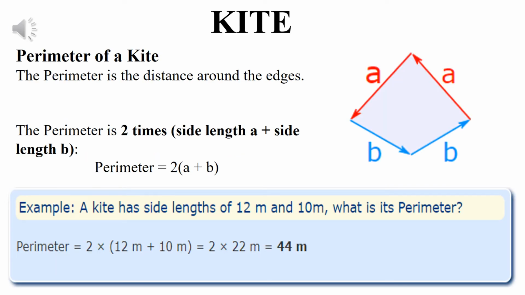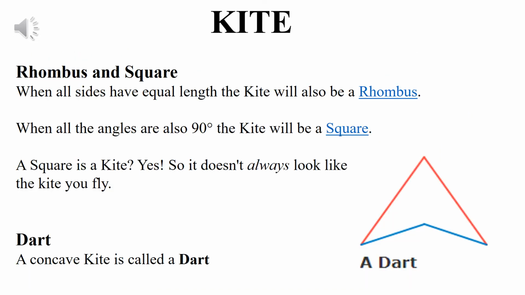Perimeter of a kite. The perimeter is the distance around the edges. The perimeter is 2 times side length A plus side length B. Perimeter equals 2 times A plus B. Example, a kite has side lengths of 12 m and 10 m. What is its perimeter? Perimeter equals 2 times 12 m plus 10 m, which equals 2 times 22 m, which equals 44 m.